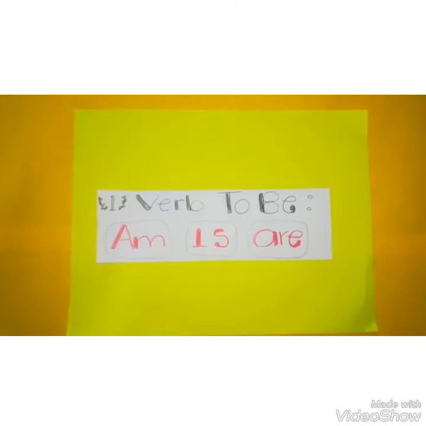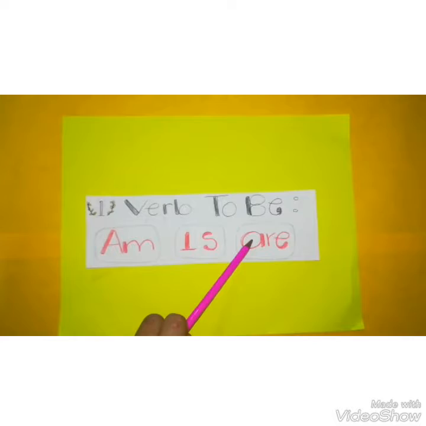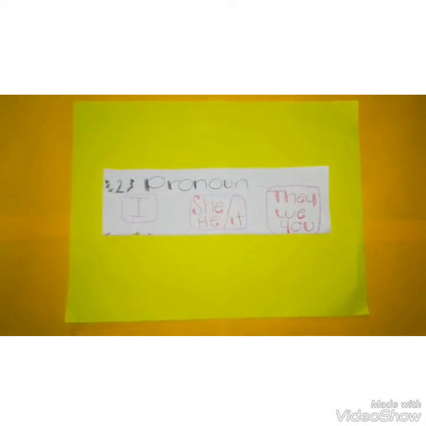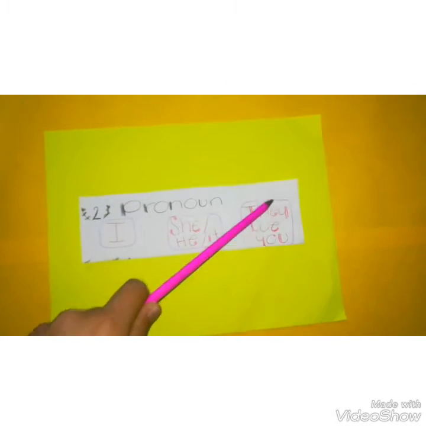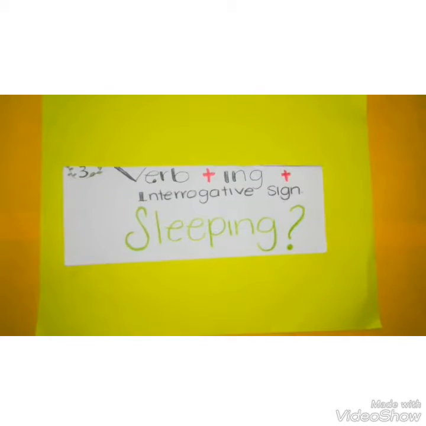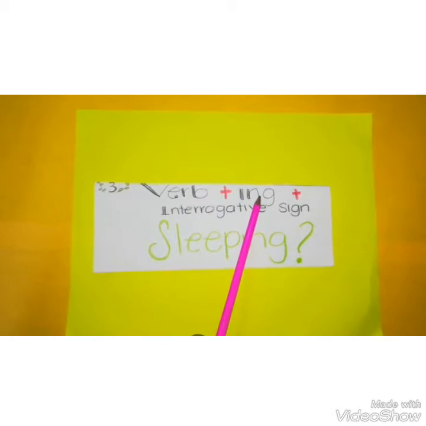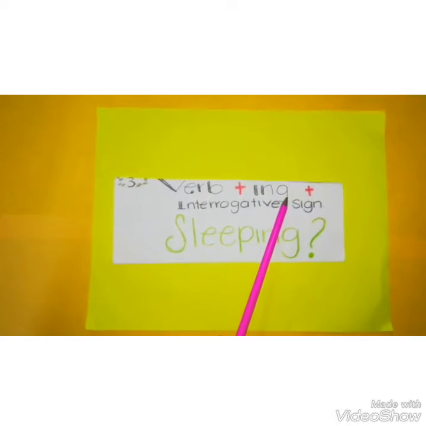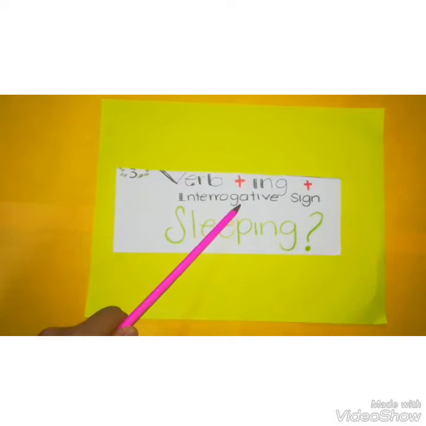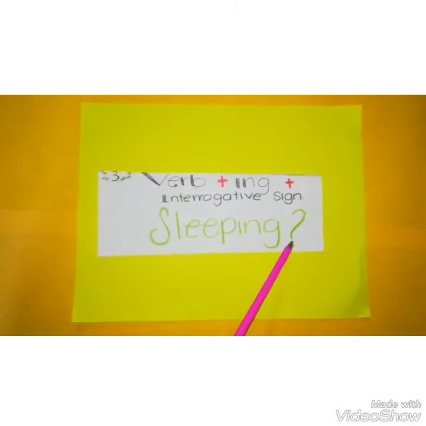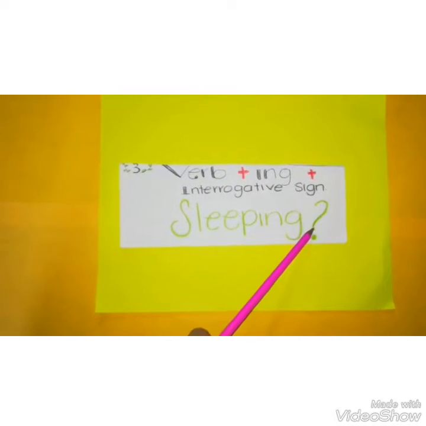Interrogative form. First we use the verb to be: am, is, and are. Then we use the pronoun: I, she, he, it, they, we, and you. Then to the verb we add the gerund, that is ing, and finally we add the interrogative sign, that is the question mark. The verb is sleeping.